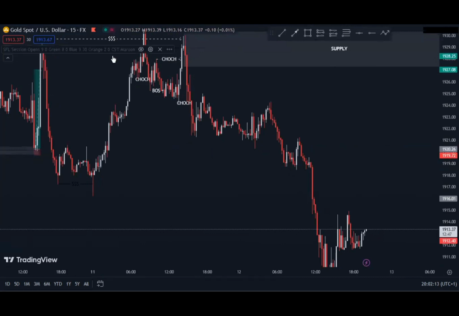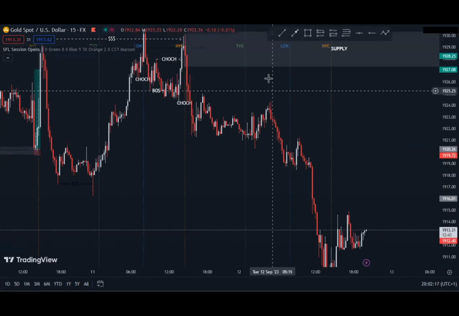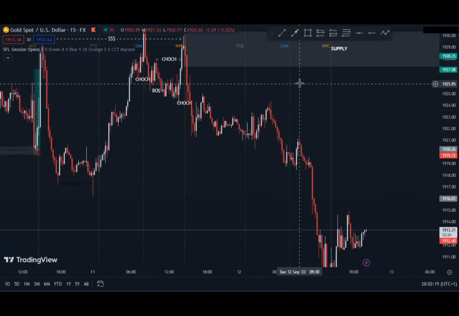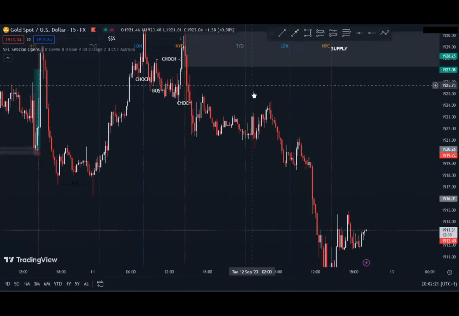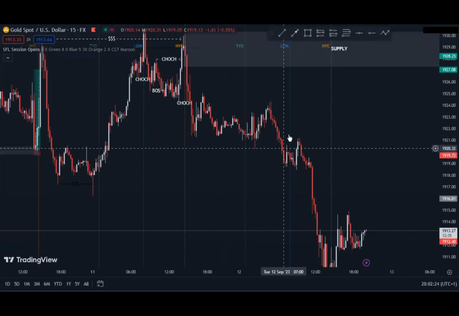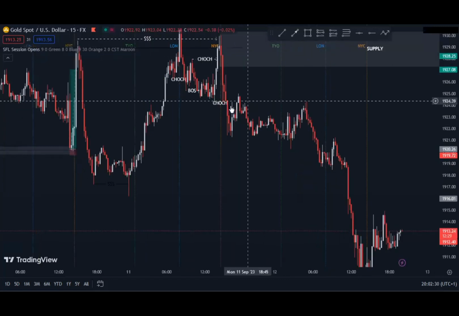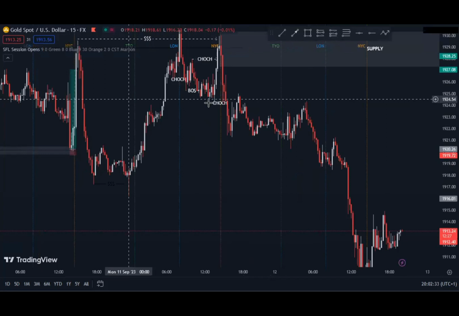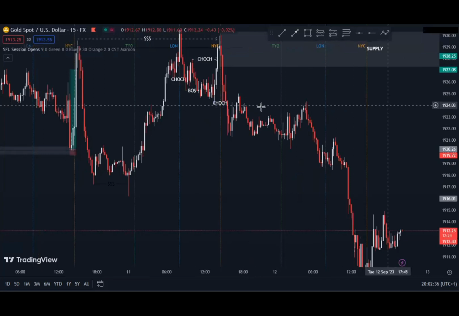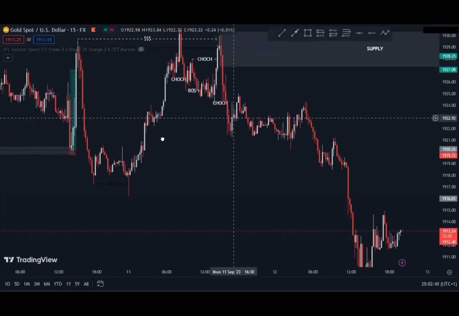Like if you look at this, let's turn on the session breaker. This is session breaker, Tokyo session, London session, and New York session. And today is Tuesday currently. So what happened on Monday right here? This is Monday zone. This is Tuesday zone. So wait, let me do this.